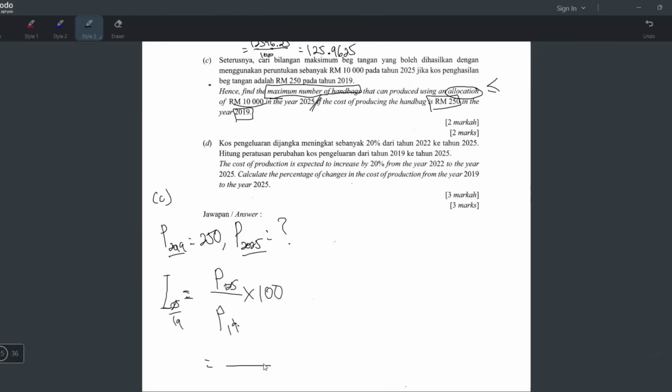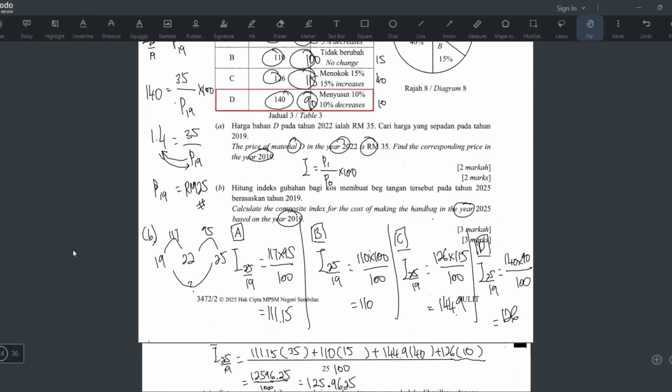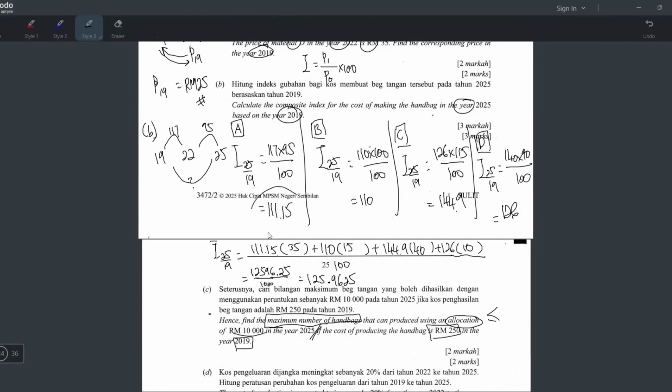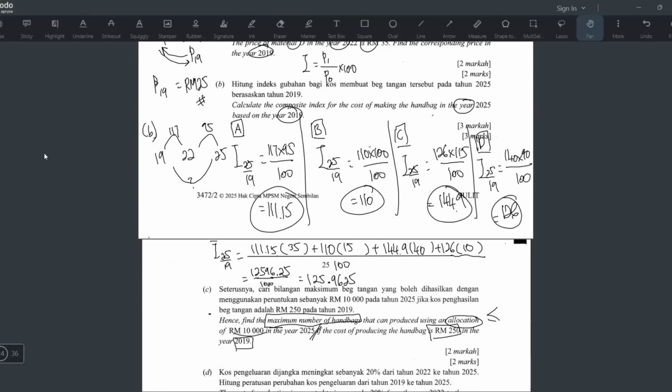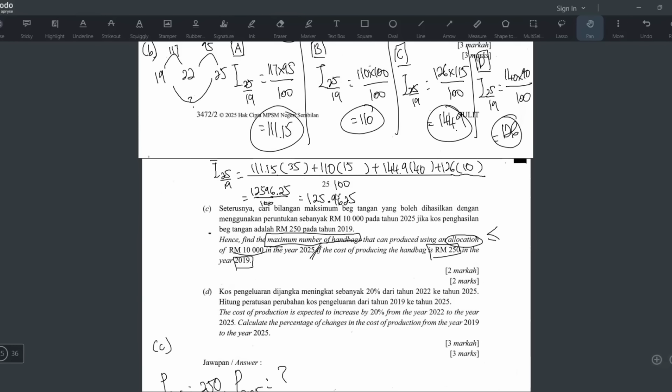Now you can substitute everything inside. Okay, which one do we want to find? P25 is what we want to find. That means we have to have this and this. Both of these must be there. So do we have P19? Yes, 250. And for the I25 19, can I take it from here? These are all I25 19, right? So can I take any of these four values? The answer is no. If you take any of these, it's already wrong. The one you have to take is the composite index.